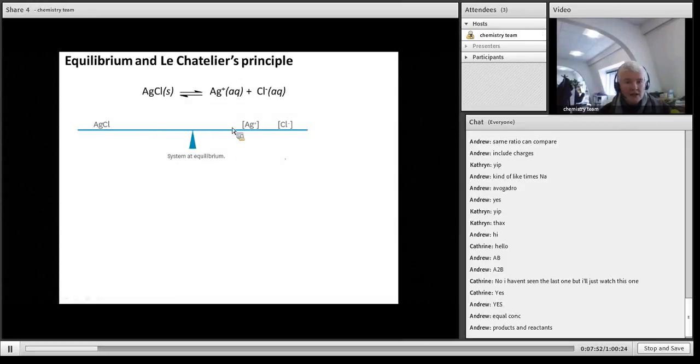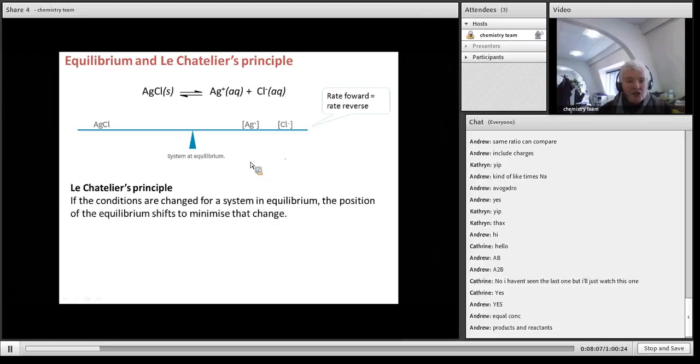Okay, exactly where this thing lies is the size of that Ks. So what I'm just trying to show now is, if my rate forward and my rate reverse is the same, it's in equilibrium. And if I try and change that, then the equilibrium position is going to shift to minimize that change. And that's really what Le Chatelier's principle is. He was the French chemist that first came up with it, that recognized it.